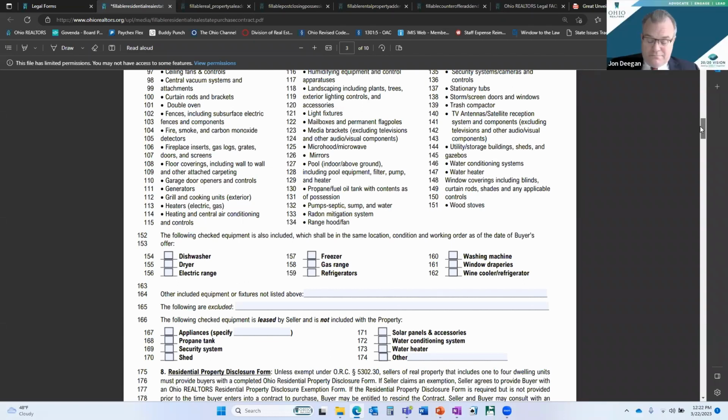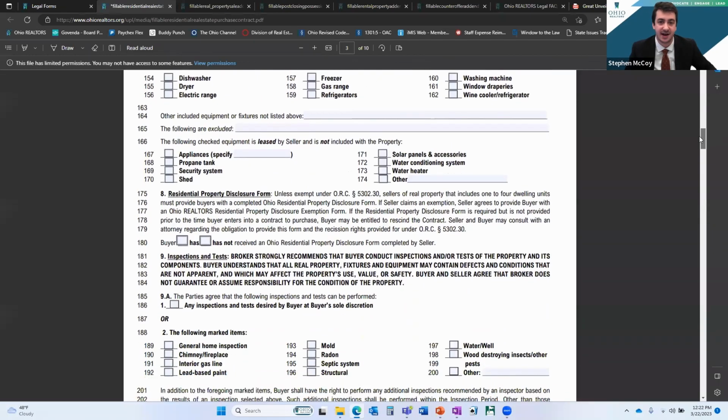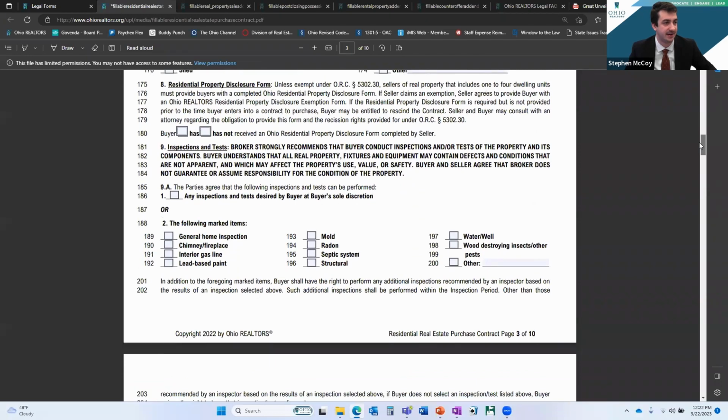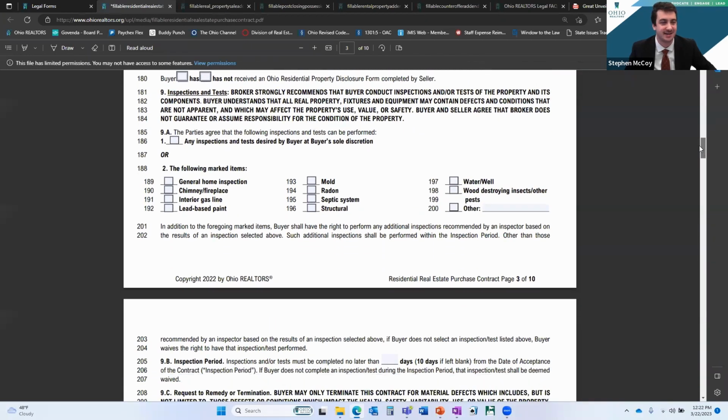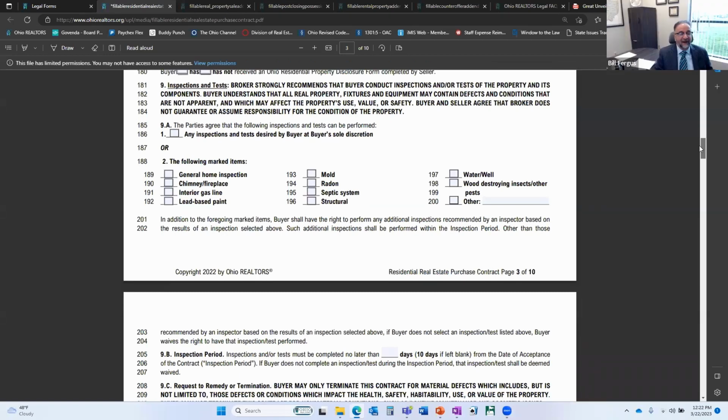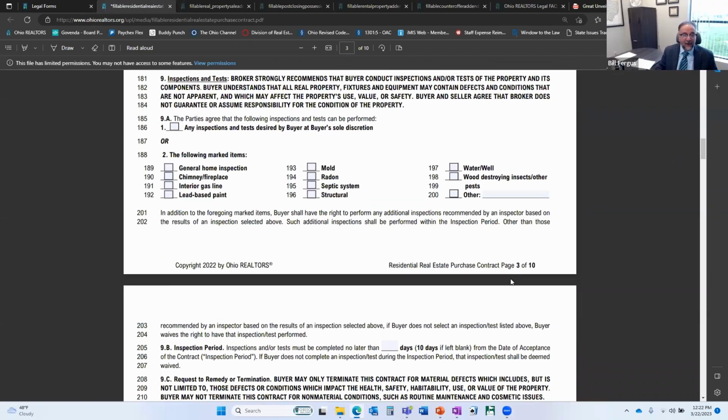Right. Yep. All right, gentlemen. Well, in the interest of time, let's skip ahead here. Bill, you want to walk us through the inspections and test paragraphs? Okay, thank you, Stephen. I'll try to be brief here because I think we're falling behind a bit.